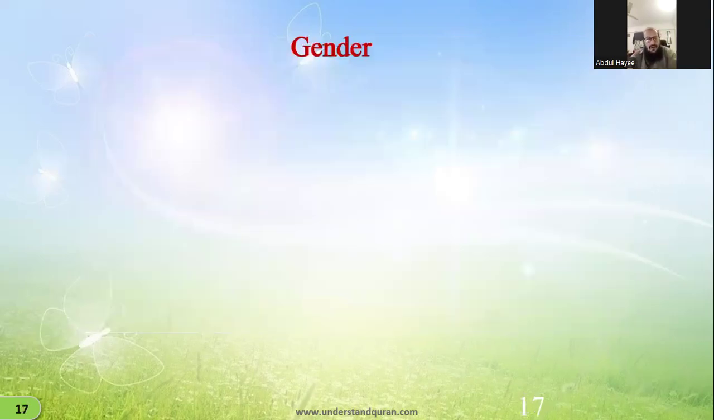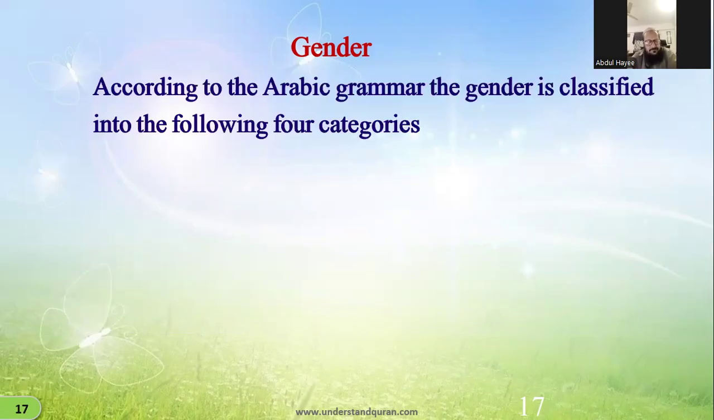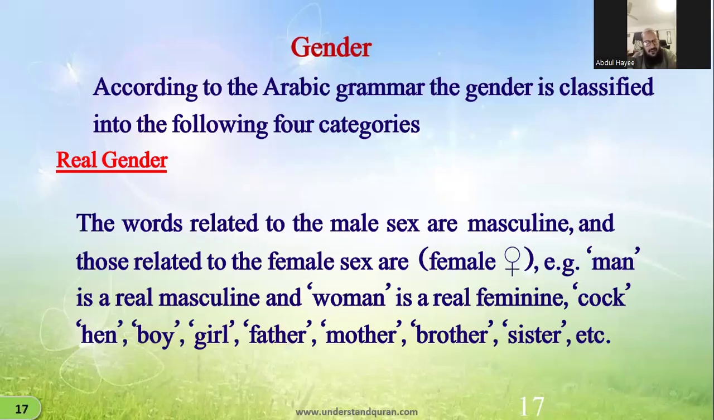Then we come to the gender. According to Arabic grammar, gender is classified into the following four categories. Real gender: the words related to the male sex are masculine, and those related to the female sex are feminine. Man is a real masculine and woman is a real feminine. Just like cock, hen, boy, girl, father, mother, brother, sister, they are the real gender. You have the real masculine and you have the opposite feminine.